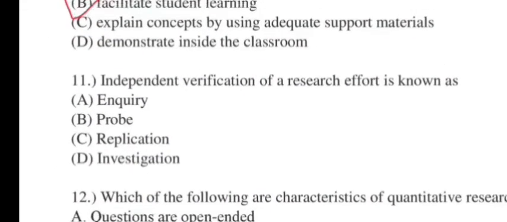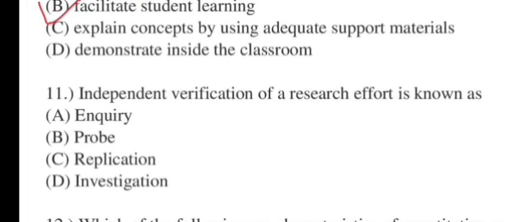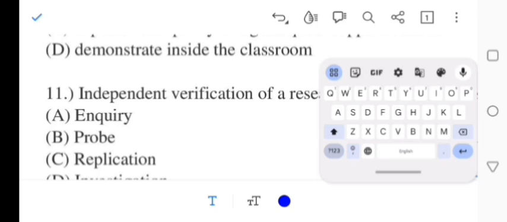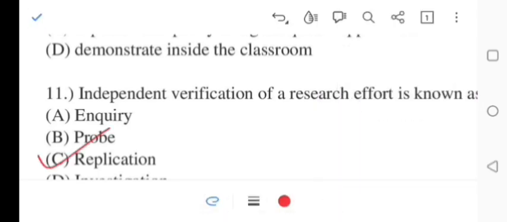11 says, independent verification of a research effort is known as what? Inquiry, probe, replication, investigation. It will be replication. It will be replication, number C.